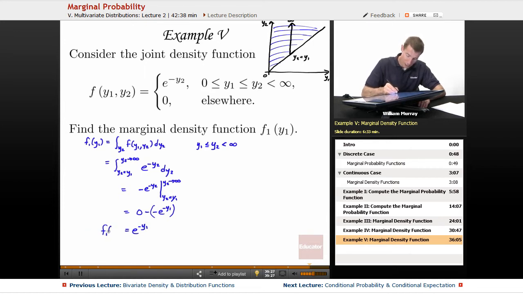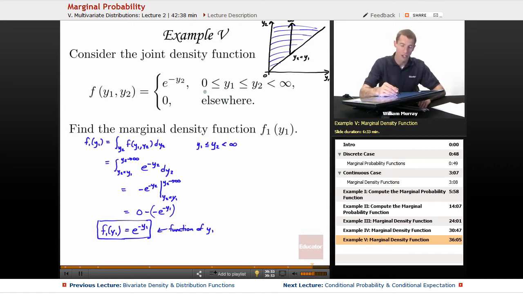Let me remind you what we were calculating here, f1 of y1, so the marginal density function of y1. And it is kind of reassuring here that when we calculate that, we get a function of y1. That is what we should get when we calculate a marginal density function. So that is our answer. Let me recap the steps on this.